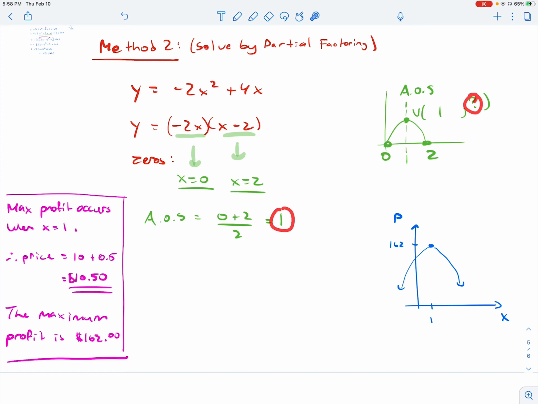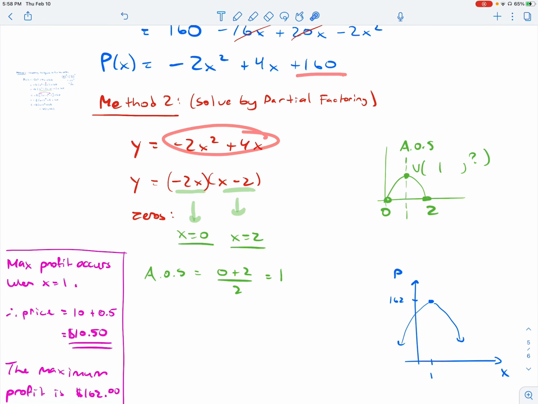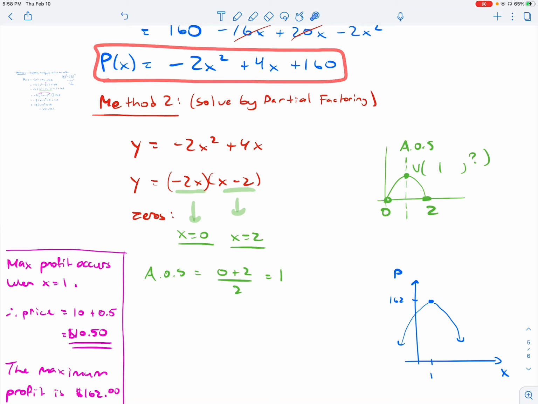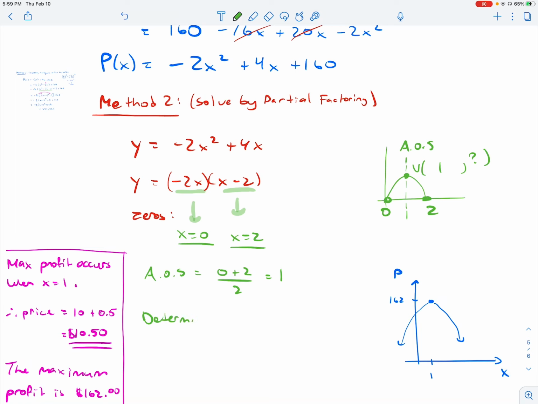Well, I don't want to take this and plug it in up here, because remember, this is our modified equation. We dropped the plus 160. I'm trying to get the vertex for this profit function. So I need to take this 1 and plug it in to x up here. So all we need to do now is determine p of 1. I always put the axis of symmetry in there so that I can find the y value.